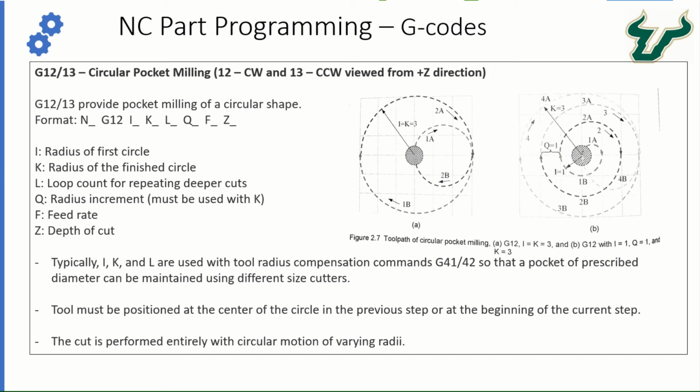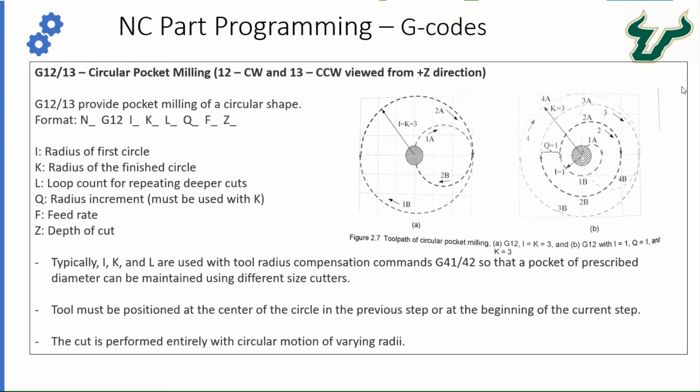Let's take a look at the second example on the right in figure B. Let's say the command for that is G12 I1 K3 Q1 F10 Z negative 0.25. So we have I equal to 1, K equal to 3, and Q equal to 1. Again, we assume the current position of the cutter is at 3 comma 3. This NC block will move the cutter first along semicircle 1a of radius 0.5, then semicircle 1b of radius 1, then semicircle 2a of radius 1.5, then 2b of radius equal to 2, because 1 plus Q, or 1 plus 1, equals 2.